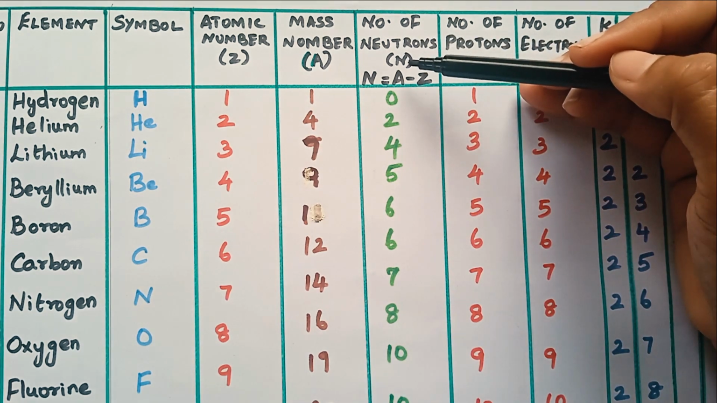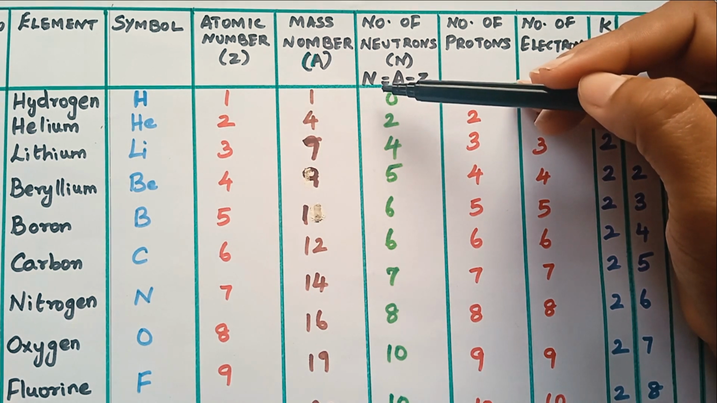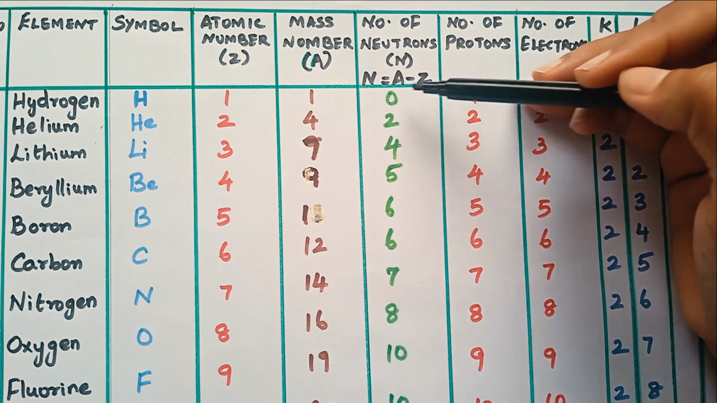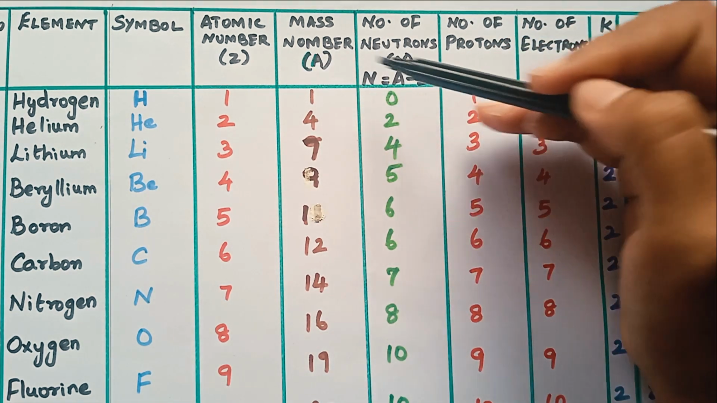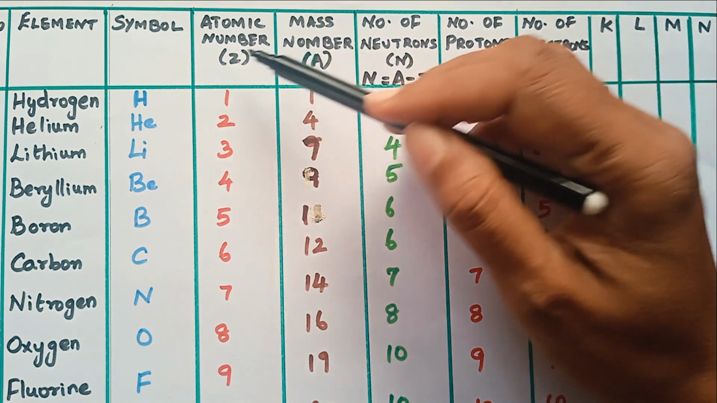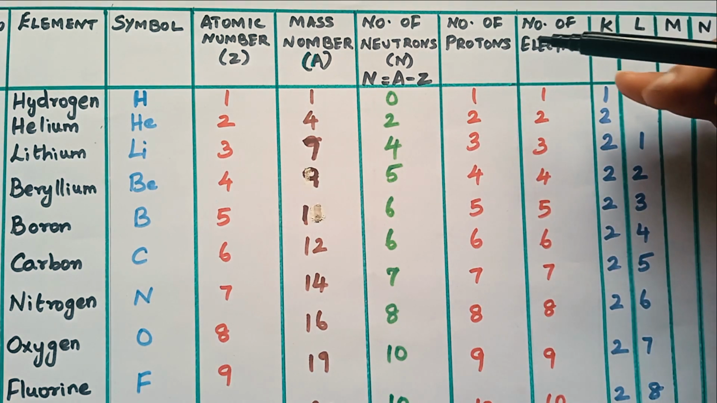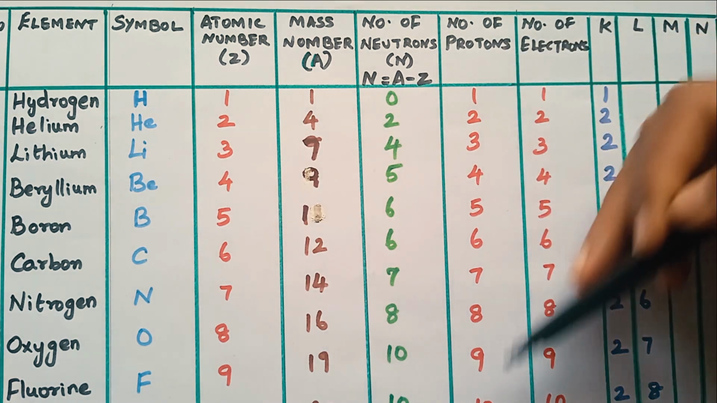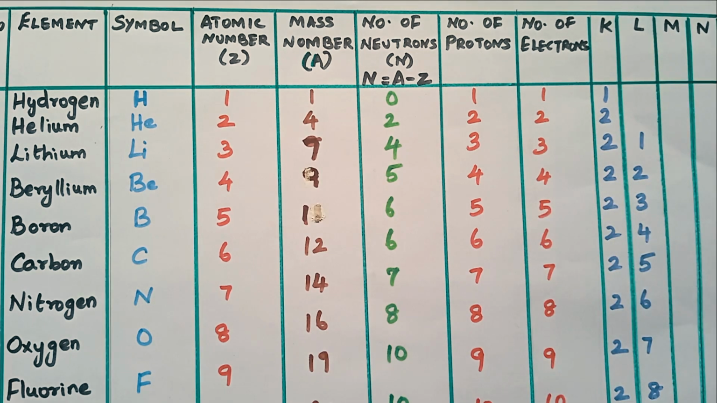Number of neutrons is usually denoted by capital N. There is a formula to find the neutrons: neutron is equal to A minus Z. A is the mass number, Z is the atomic number. When you subtract the atomic number from the mass number, you get the number of neutrons. Then the number of protons is the atomic number, and protons and electrons are the same in number.